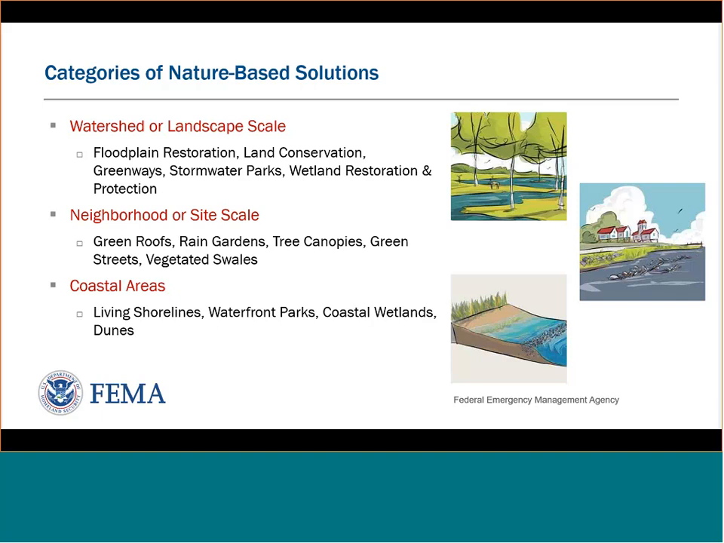Another category is coastal areas, and examples of that include living shorelines, which combine natural elements like plants with structural elements like rock and sand to slow waves and reduce erosion. And another example could be waterfront parks that can be designed to absorb tidal and storm floodwater.